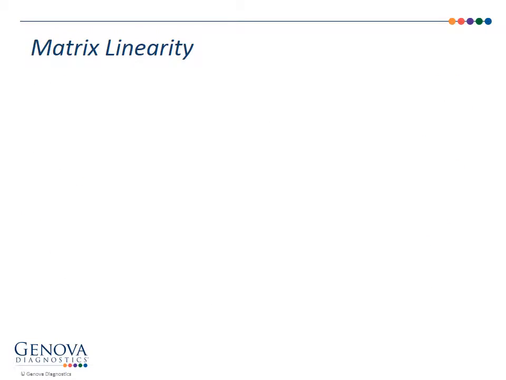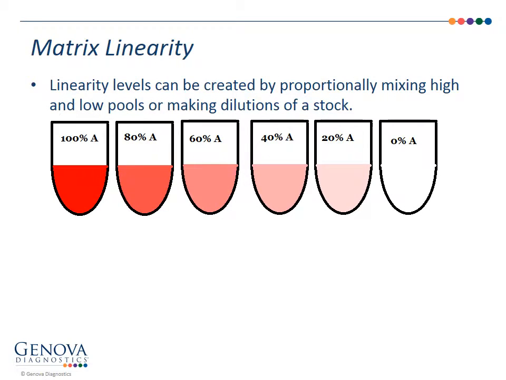So let's talk about matrix linearity. Matrix linearity, we're going to run an awful lot like the aqueous linearity. The difference is just that instead of dissolving our compound in a buffer or water, we're going to dissolve our compound into a matrix. So we can run this like the aqueous linearity, where we take a sample, say a urine sample, with a high level of the analyte of interest, or we spike in the analyte of interest, that's this 100% A, and then we're going to dilute it down.